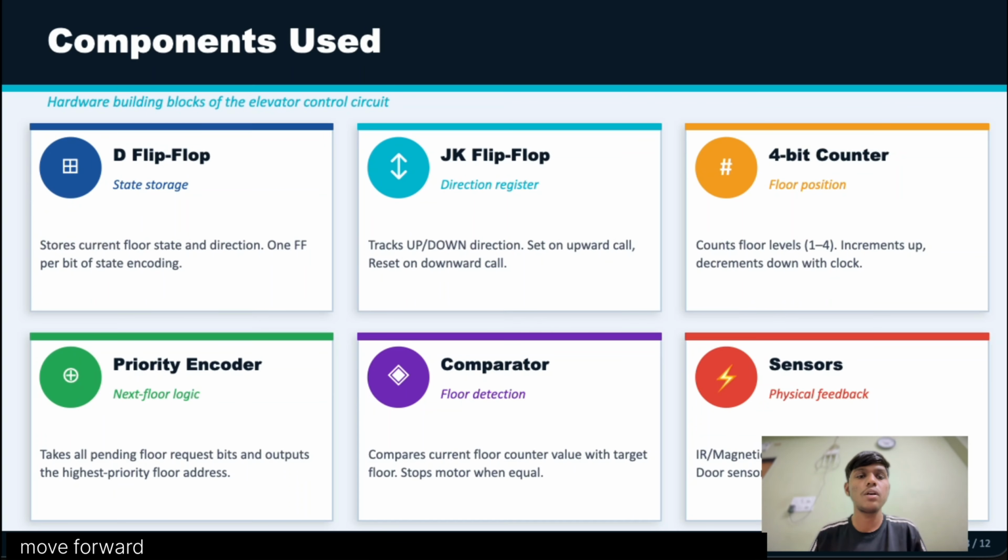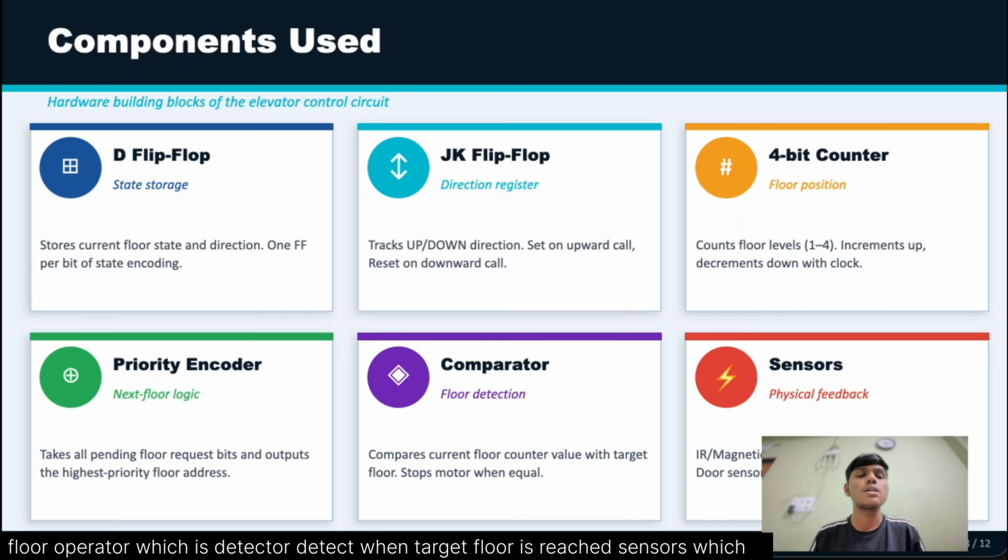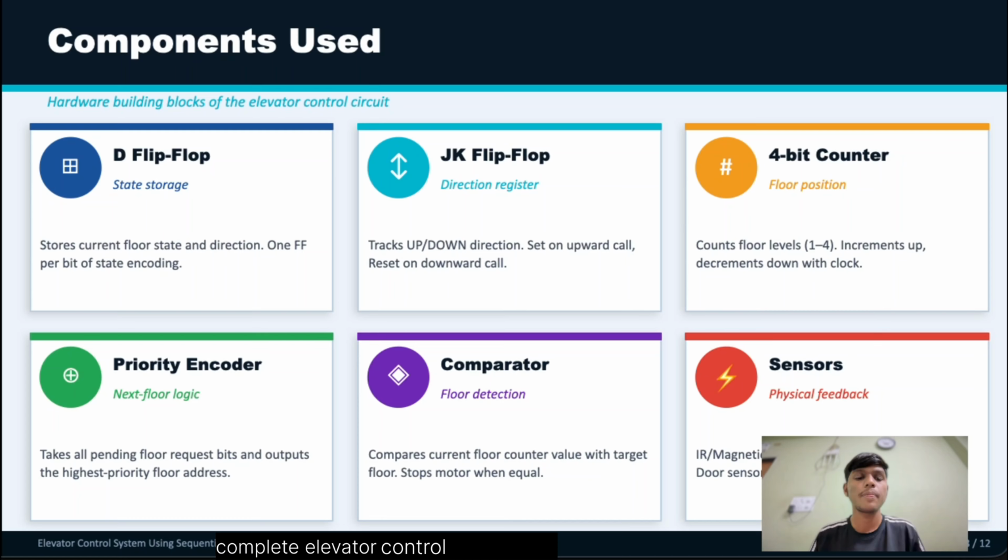Now move forward. Components used. Now let's see the key components. D flip-flop, which is used to store the current state. JK flip-flop, which is used to control direction. Counter, which tracks floor numbers. Priority encoder, which selects the next floor. Comparator, which detects when the target floor is reached. Sensors, which provide real world feedback. These components work together to create a complete elevator control system.